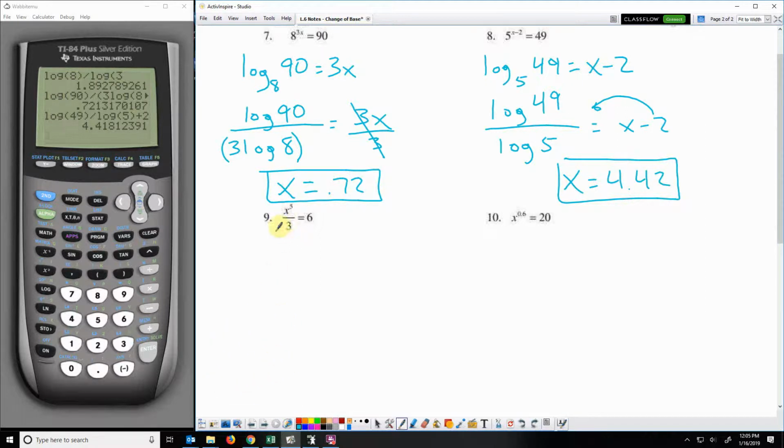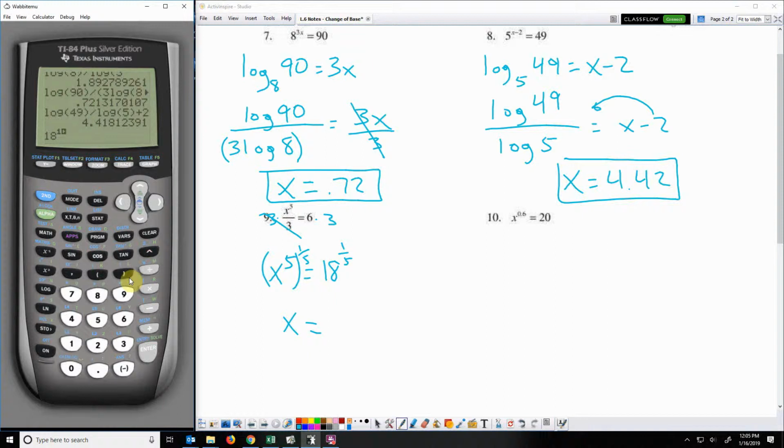In number 9, I think it would be best to multiply both sides by 3. So we get x to the 5th power equals 18. And then I can raise both sides to the reciprocal, to the 1/5 power. 18 raised to the 1/5 power. 1.78.